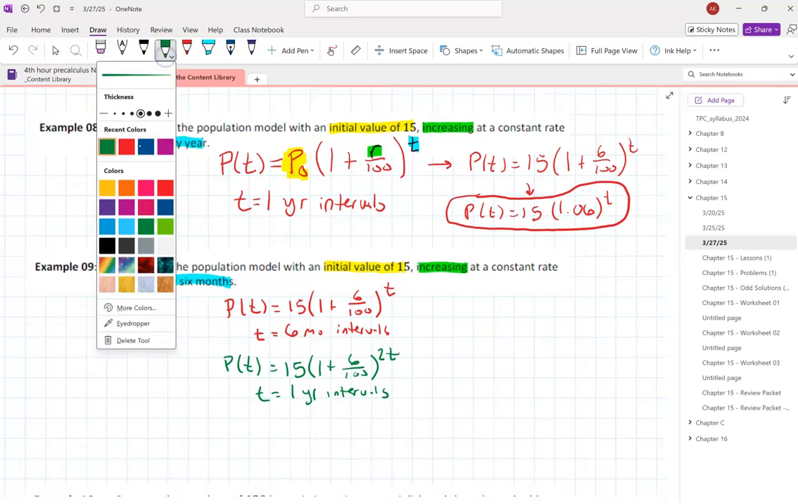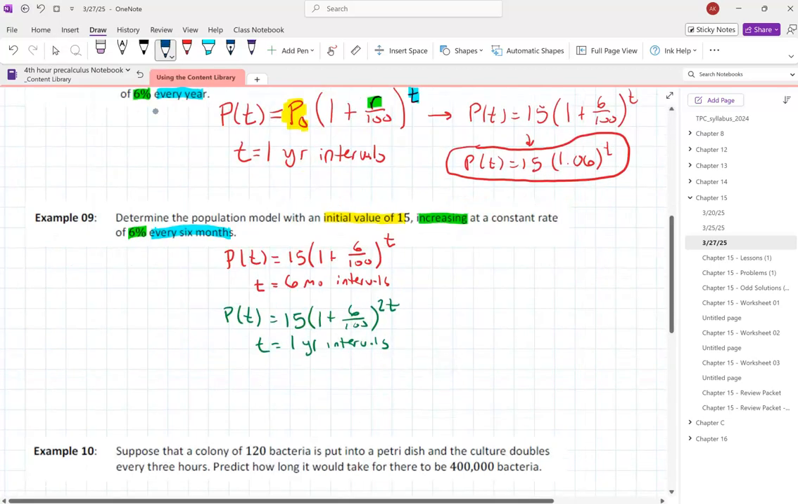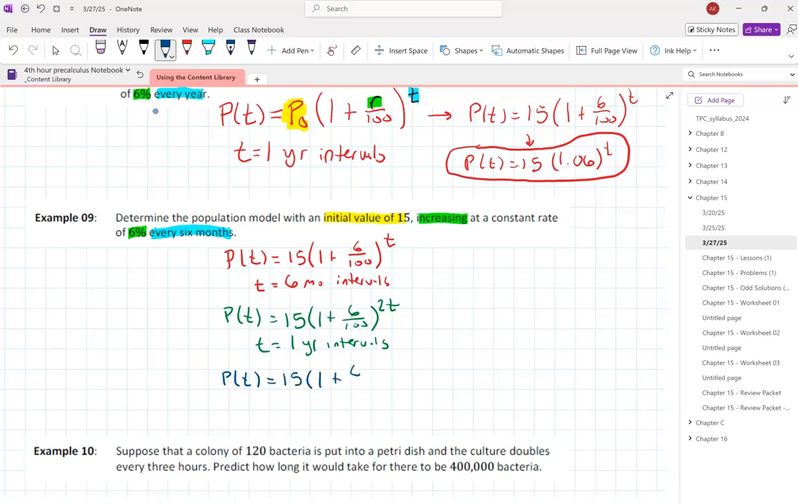Does that feel okay there? Or maybe if I wanted to write it in months, how much of my 6-month interval is 1 month? 1/6, right? So my exponent here should be t over 6. Now, all of these will give us the correct answer. It's just about what unit you want to have at the end.